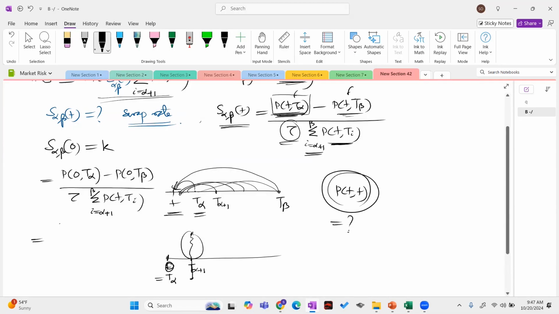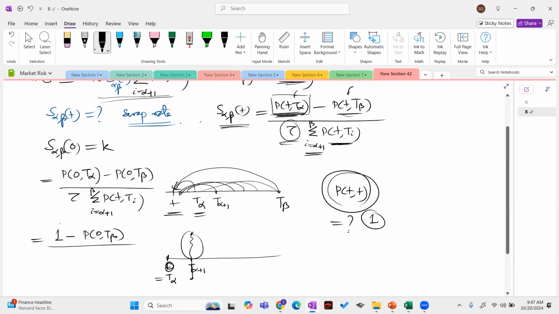Zero coupon bond maturing at T, valued at T. It is 1. Exactly. There is no discounting. It is 1. So P00 would be 1. And this is something probably you would have seen.